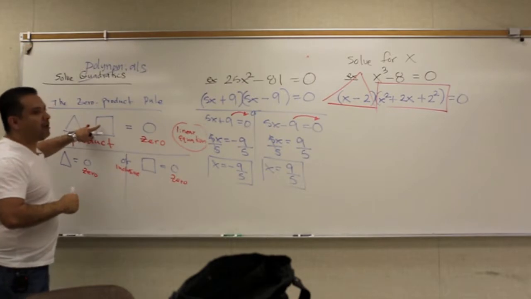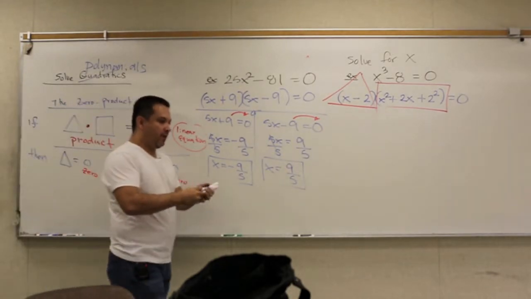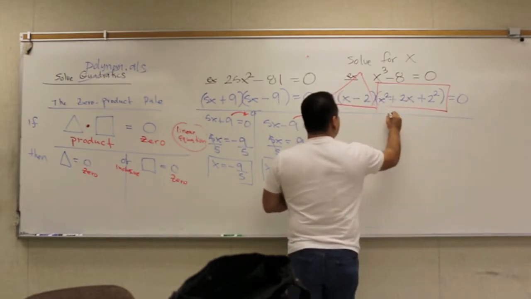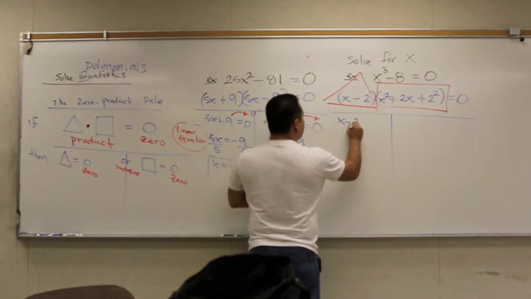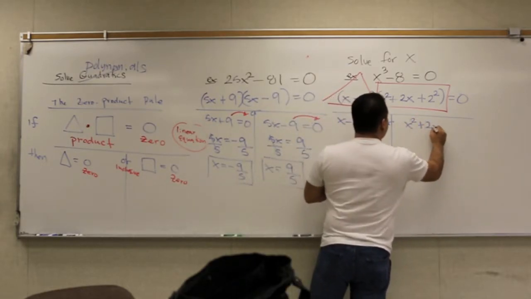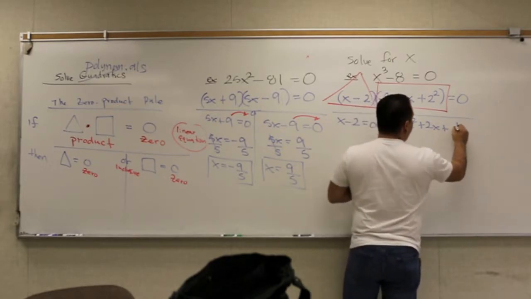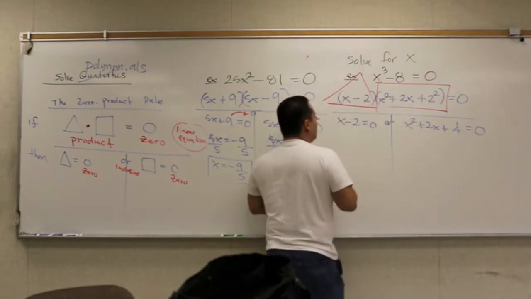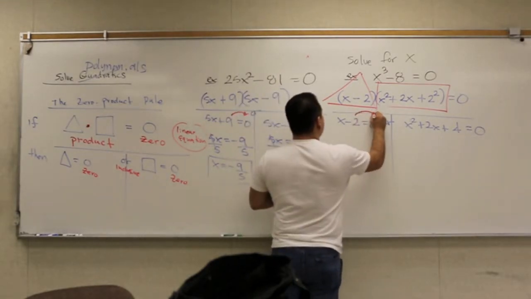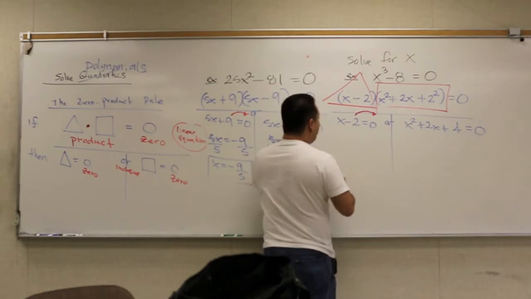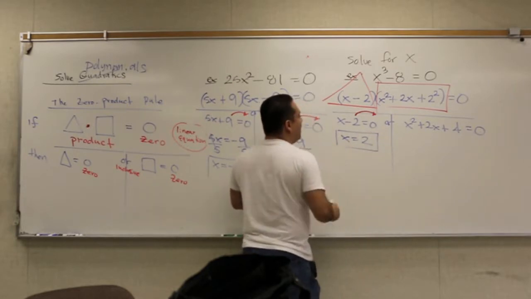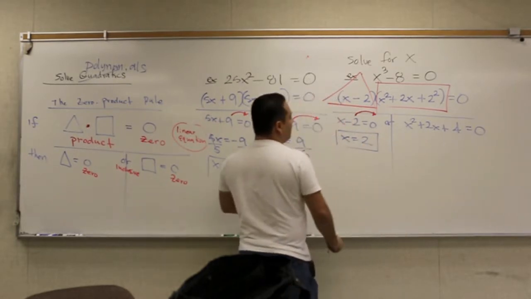I'm going to use my zero product rule. What does it mean if I multiply two things together and my answer is 0? That means one of them is what? 0. We got x minus 2 is 0. Or we got x squared plus 2x plus, what's 2 squared? 4 is 0. Okay, good. I'm going to solve this. Translate my what? My 2. What do you get for x? X is 2.